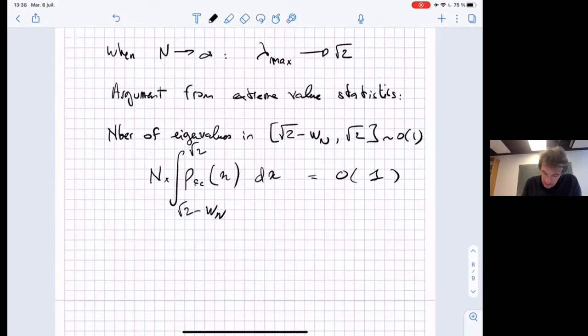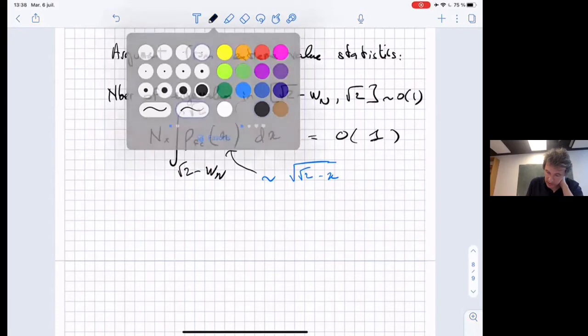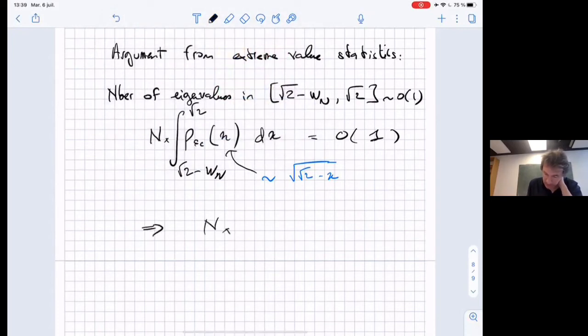So now you have to remember, and this is quite crucial, that we have seen that the Wigner semicircle actually has a square root singularity. Because you are looking at what happens very close to square root of 2, this rho of sc is proportional to square root of 2 minus x. So if you just perform this integral explicitly, I won't put all the factors, this will be n times something proportional to Wn to the power 3/2, and this should be of order 1.